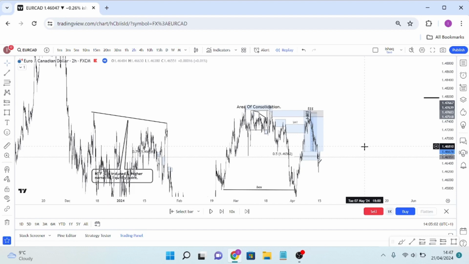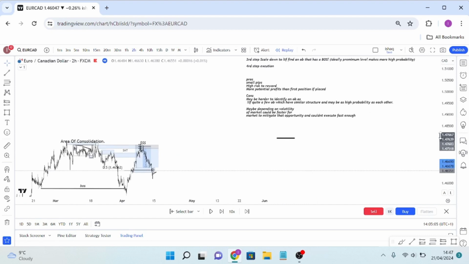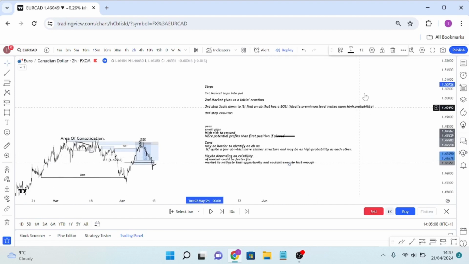I hope you guys understand how to master lower time frame entry through the simple 1 to 4 step model.